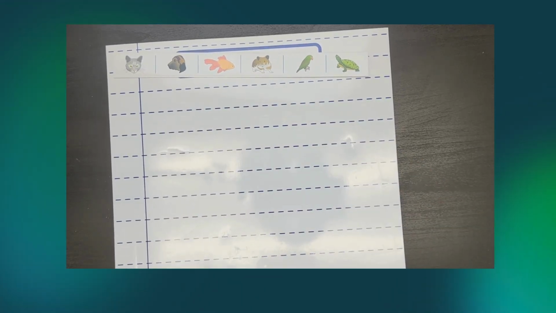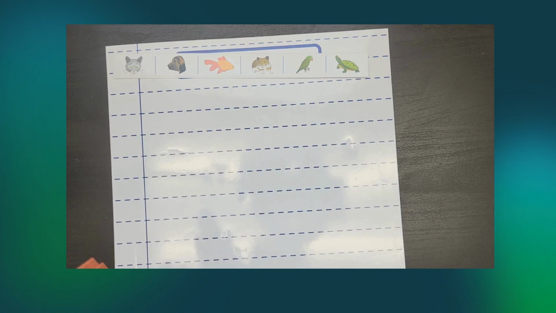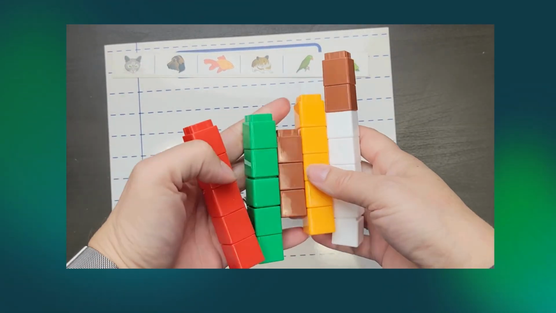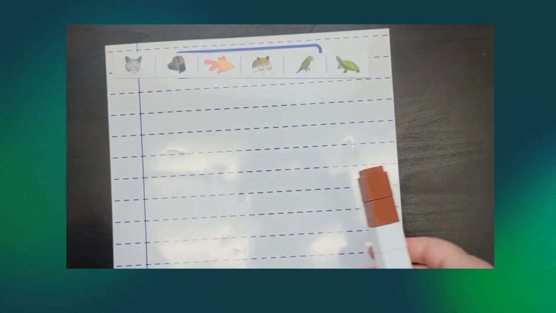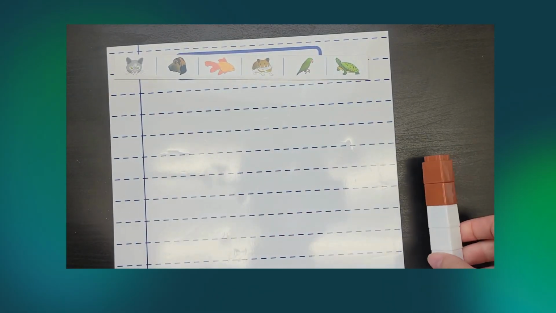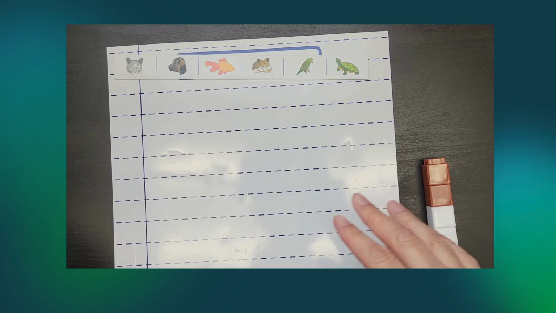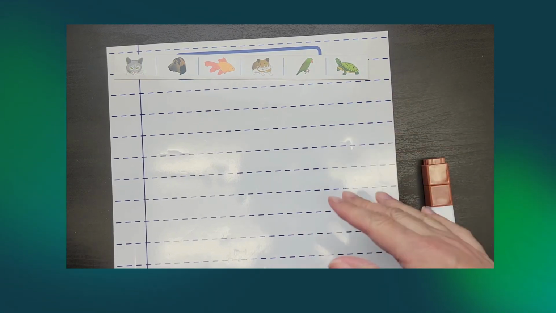This is an example. These materials are available at Didax, but you can use Unifix cubes. You can recreate this in your classroom just using a whiteboard if you would like.